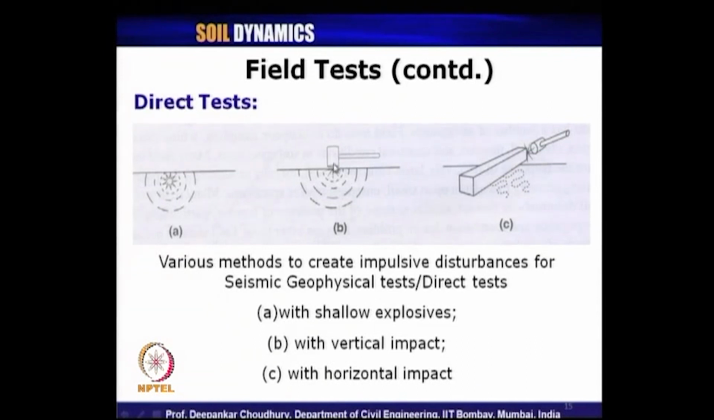The second one is by using vertical impact on the soil directly like this, and another type can be by using horizontal impact like this. If a wooden log is kept, then on that you hammer it, and by providing that you are creating a vibration in your soil which gets propagated. So, these are the sources of vibration. These are called sources of vibration for different seismic geophysical tests or the direct tests.